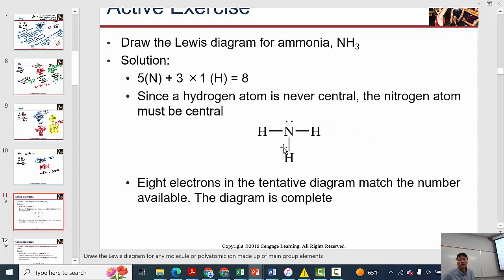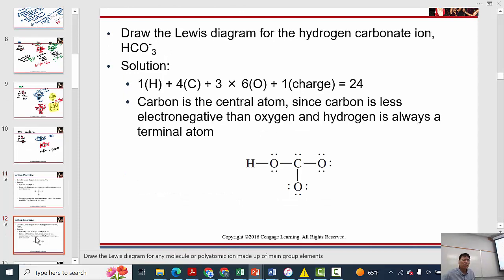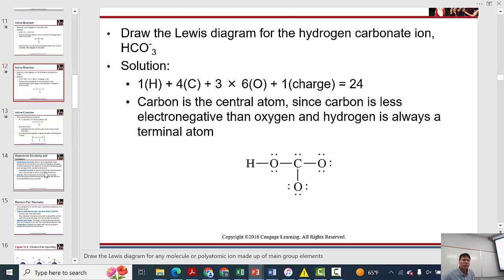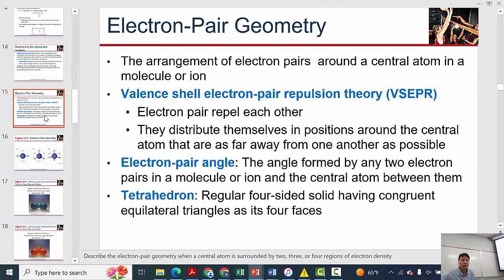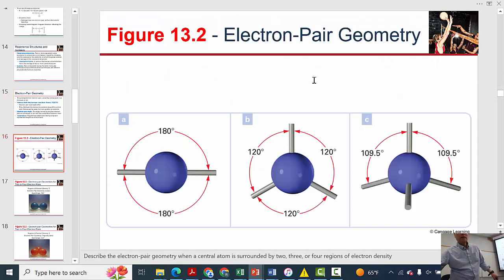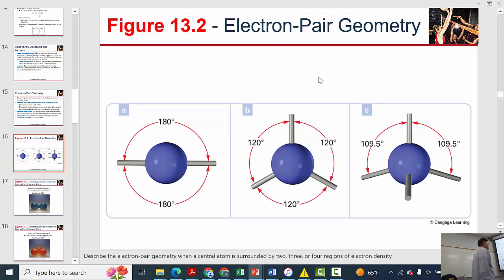All right, when we do Lewis structures, this totally ignores the 3-dimensional shape of it. When we do 3-dimensional shapes, we look at something called valence shell electron pair repulsion, or VSEPR. In other words, these groups of electrons will try to maximize the distance from one another because they repel each other. And so we have something called electron pair geometry, electron pair angle, etc. I don't like to call it pairs because sometimes they're more than just pairs.